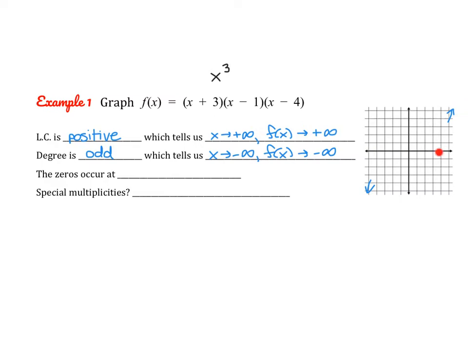So now we need to figure out what's going on in between. So we need to figure out where our zeros occur. So just to be really clear, these are factors. X plus 3 is a factor, x minus 1 is a factor, x minus 4 is a factor. We could find the zeros by essentially doing the zero product property for each one. So we could set each factor equal to 0. And this would tell us where our zeros are. So our zeros are going to be at negative 3, positive 1, and positive 4.